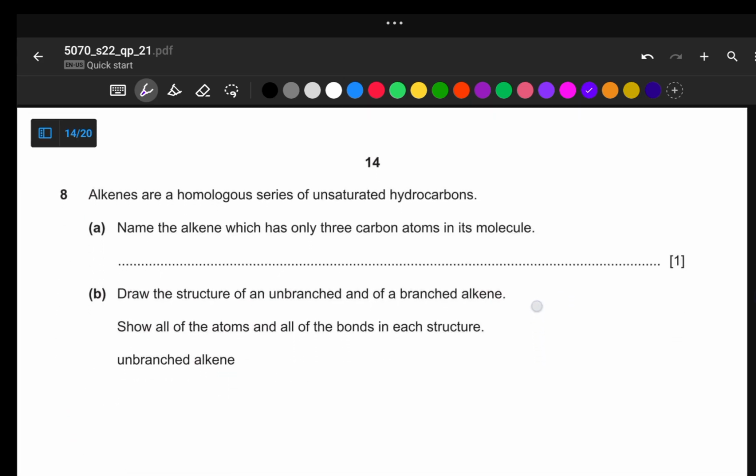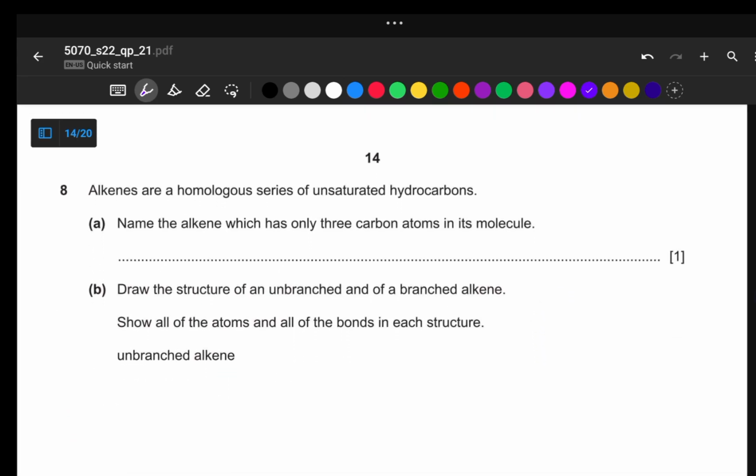We can now proceed to number 8. Number 8 says alkenes are a homologous series of unsaturated hydrocarbons. So unsaturated meaning to say we are having carbon to carbon double bonds. Hydrocarbon we are only having carbon and hydrogen, right? So name the alkene which has only 3 carbon atoms in its molecule. So we start with meth, we go to eth, and then to prop, right? So we are going for propene, right?